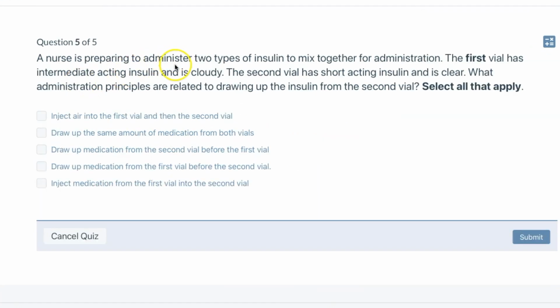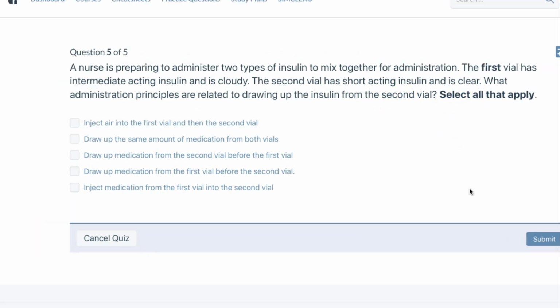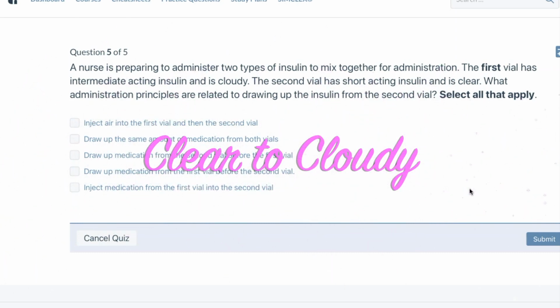A nurse is preparing to administer 2 types of insulin to mix together for administration. The first vial has intermediate acting insulin and is cloudy. The second vial has short acting insulin and is clear. What administration principles are related to drawing up the insulin from the second vial? The easy way to remember is, most of the time on the unit, at least where I worked, I did not have to mix insulin together. Did not have to do that. But an easy way to remember is clear to cloudy.